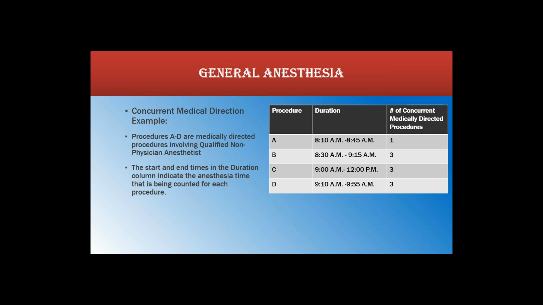So if we take a look at procedure A, our duration is from 8:10 a.m. to 8:45 a.m. During this time, only 1 medically directed. Procedure B is from 8:30 a.m. to 9:15 a.m. and we have 3 concurrent medically directed procedures during this time happening. Procedure C is from 9 a.m. to noon, and there are also 3 concurrent medically directed procedures as well. Procedure B would be from 9:10 a.m. to 9:55. Again, 3 concurrent medically directed at that time.